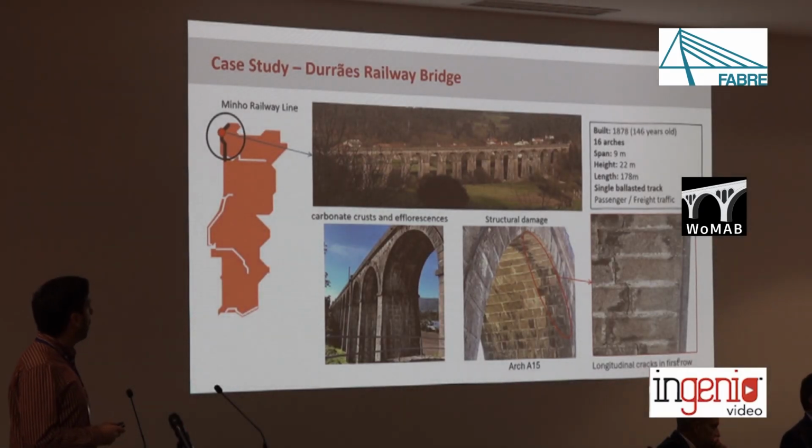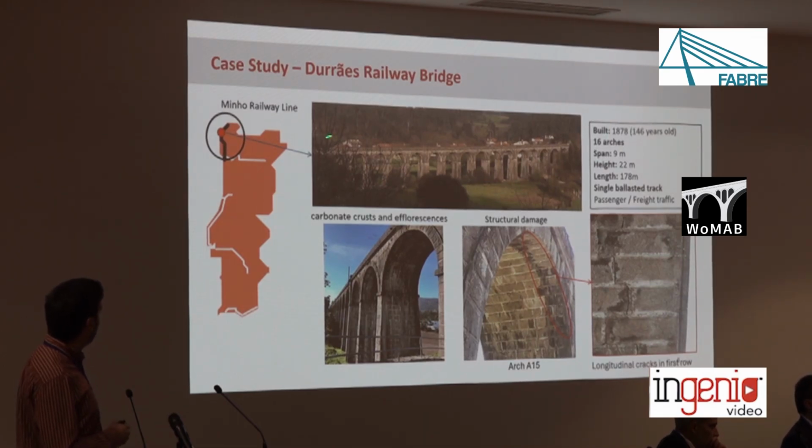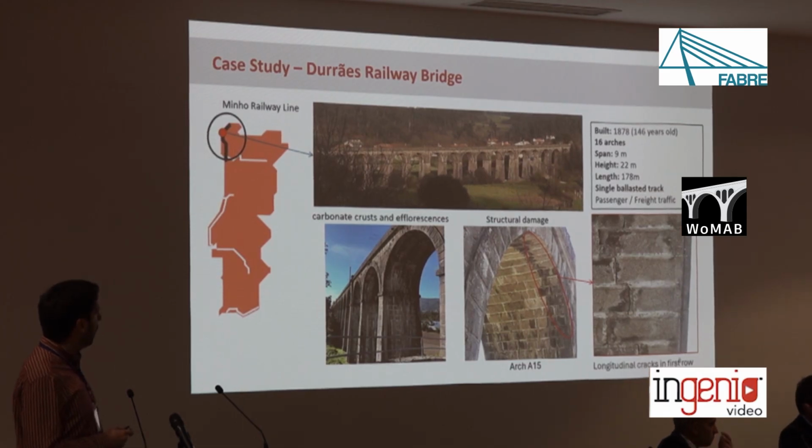The case study is the Durães Railway Bridge. It is a railway bridge located in the northern part of Portugal, in the Minho railway line. It is a bridge constructed in 1878, so it is almost 150 years old. It has 16 arches, and the arches are all with the same span, semi-circular, with 9 meters.